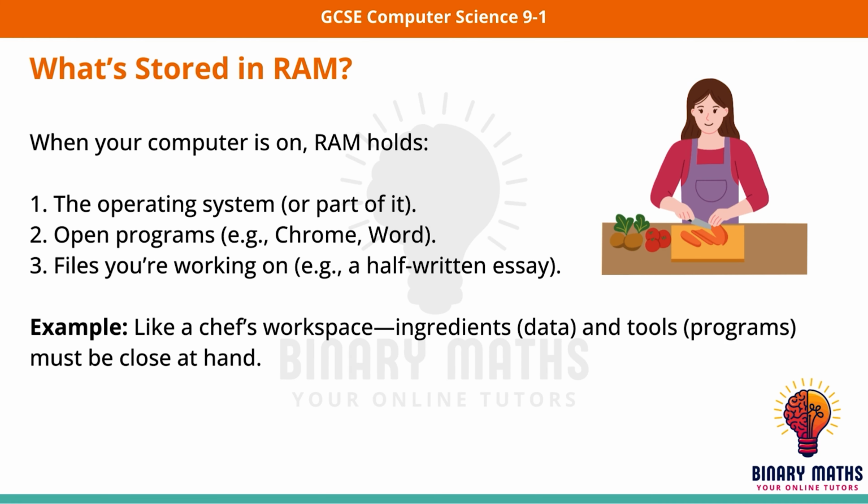When you power on your computer, RAM starts empty. First, it loads the operating system, like Windows or Mac OS. Then, every program you open, say Spotify or Photoshop, gets copied from the hard drive into RAM. Even the files you're editing sit here temporarily. Think of RAM like a chef's countertop. The ingredients are like the data, and the tools are like the programs. They all need to be within arm's reach to work efficiently. The bigger your countertop, or RAM, the more you can do at once.